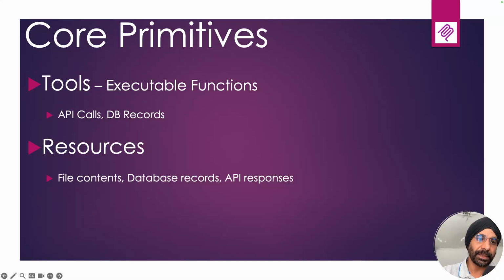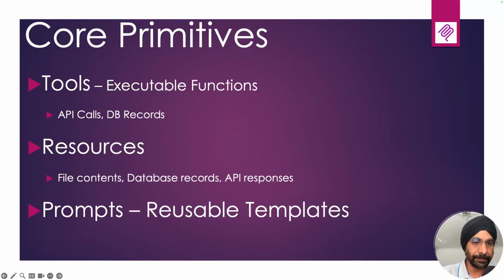You can publish resources as part of your MCP server offering, I should say. The third primitive is called prompts. What are prompts? These are basically reusable templates. We all know prompts these days, because when you're interacting with ChatGPT or Claude Desktop or any other AI assistant, you give a prompt. You say, okay, this is my requirement, please fulfill that. So that's called prompts.